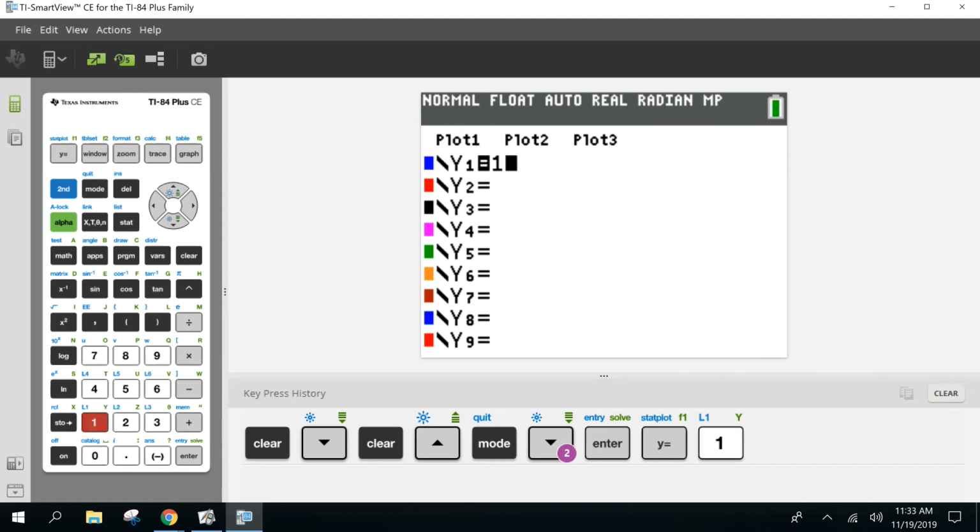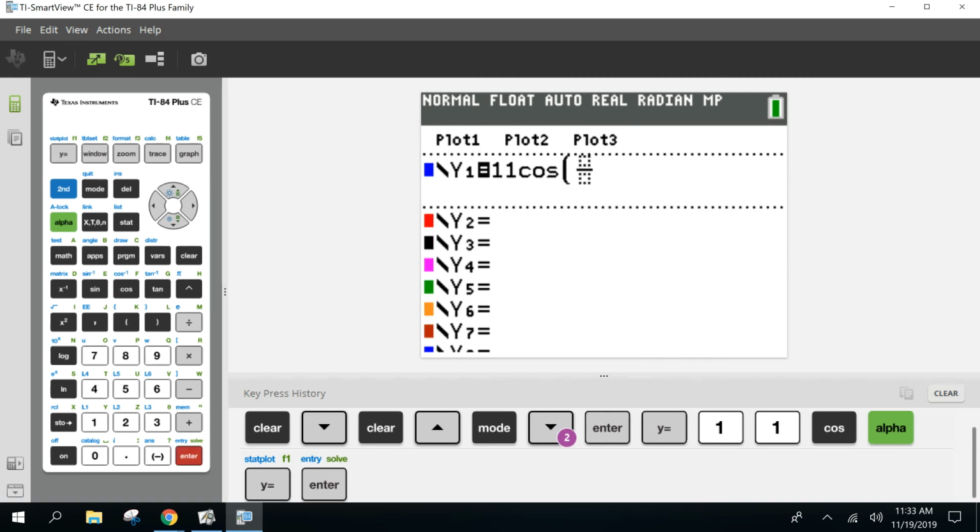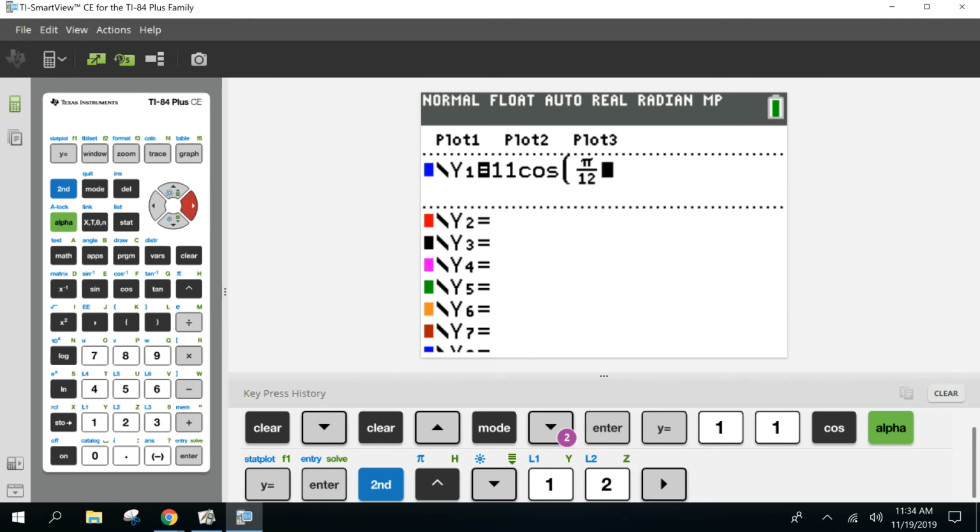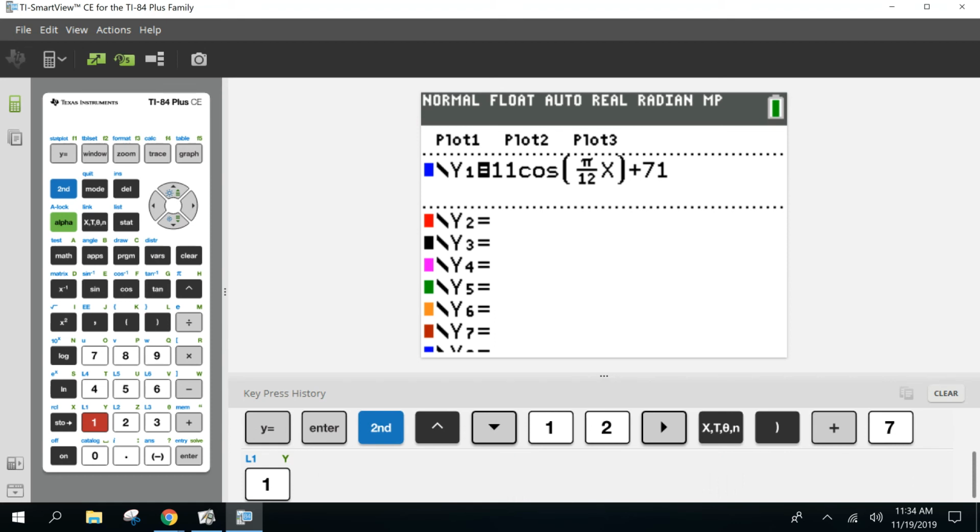So 11 cosine, fraction template if you have one. If not, more parentheses. Pi over 12. And it says t, but what do we use instead on the graphing calculator? X. Close it up, and then plus 71. Don't hit graph yet, though. Everyone typed in? All right, I don't want to go too fast.